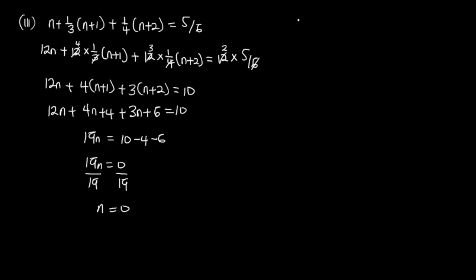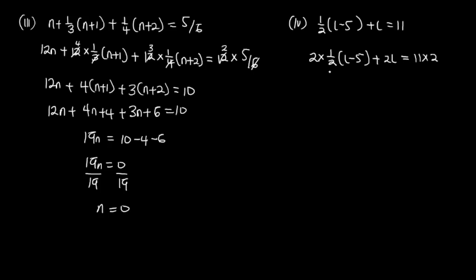Alright, let's look at our last example, IV. So we have 1 over 2 multiplied by (L minus 5) plus L is equal to 11. We multiply through by the LCM, which is 2 in this case. So it will be 2 multiplied by 1 over 2 into bracket L minus 5, plus 2 multiplied by L, that gives us 2L, is equal to 11 multiplied by 2.